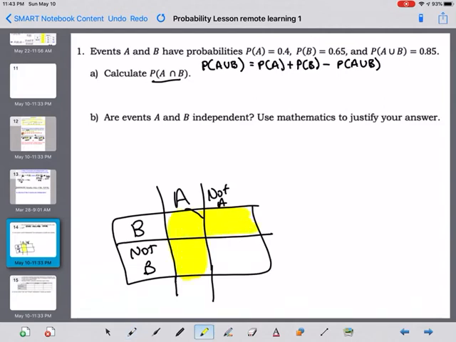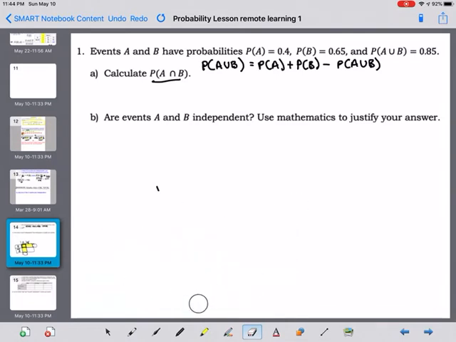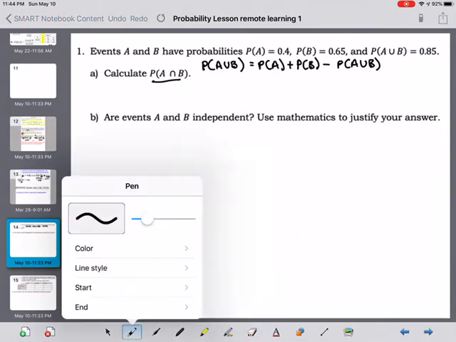That means anything in the A column, anything in the B column. So all we're doing is adding the total probability of A and the total probability of B, but since this is in both of them, we're going to take it out so we don't count it twice, because it would be counted once here and once here. So we have to subtract that, and that's the A and B. Just so you understand where this formula is coming from.